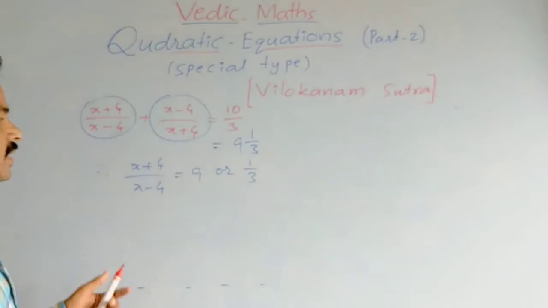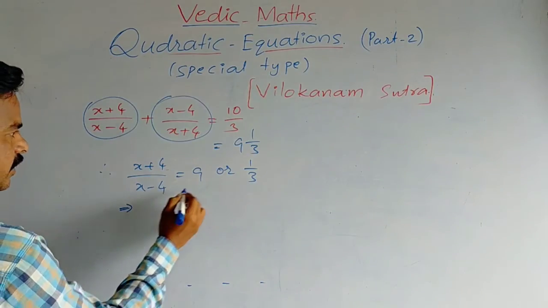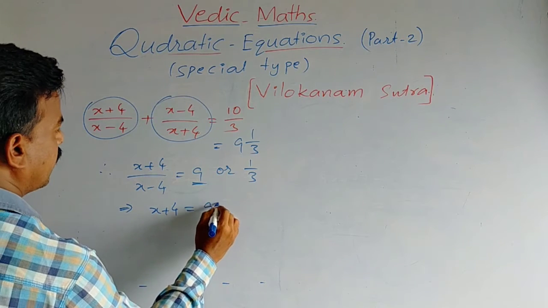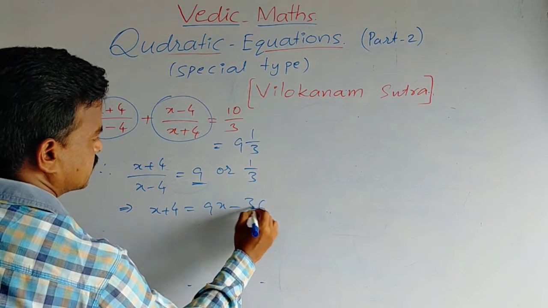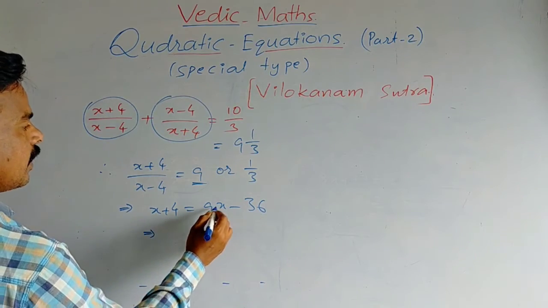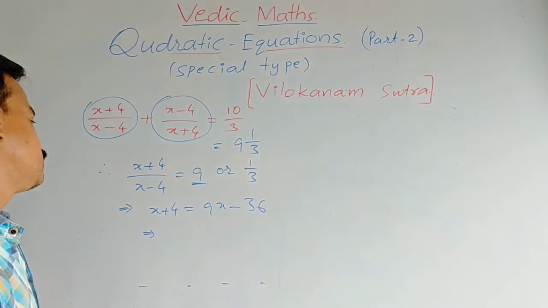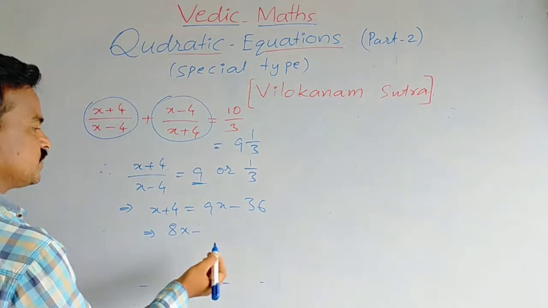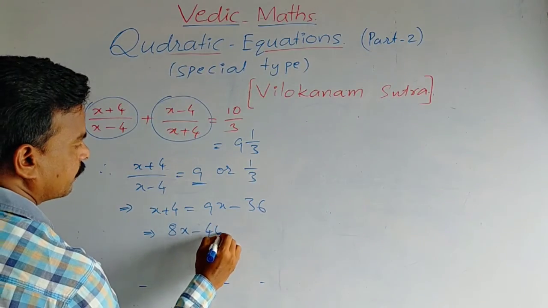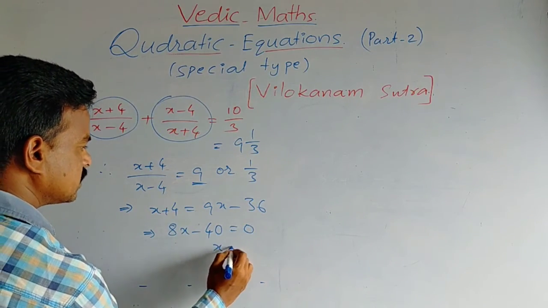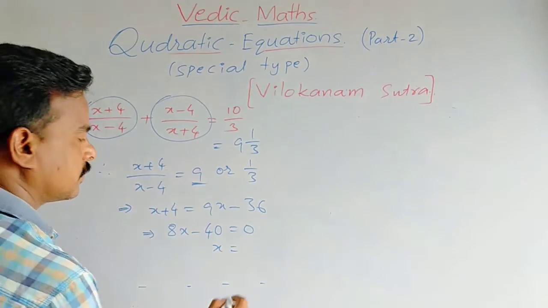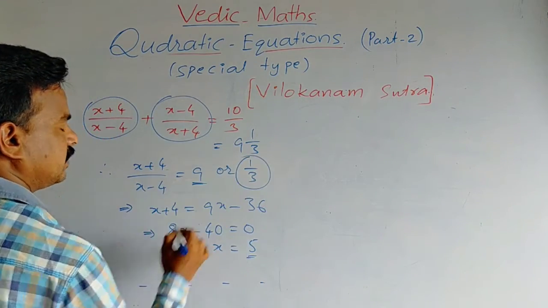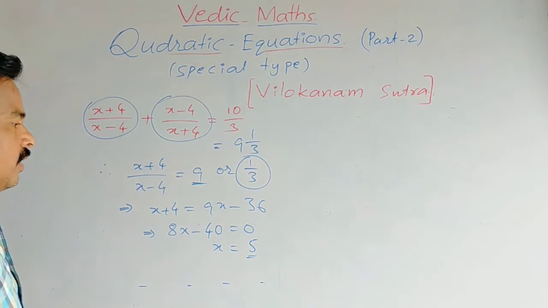That's it. If you take this one, x plus 4 is equal to 9x minus 36, which implies x plus 4, if you transpose to the right side, then we get 8x minus 36 minus 4, minus 40 is equal to 0. Then x is equal to 40 by 8, that is 5. Okay. If you take 1 by 3, then we can get one more answer.